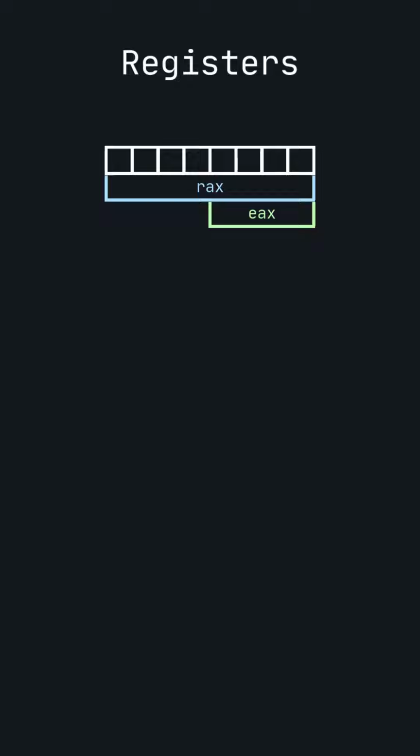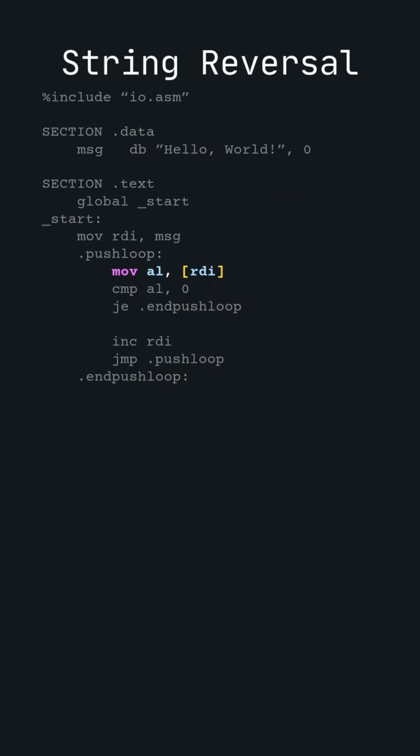The bottom 4 bytes are called EAX. The bottom 2 bytes are called AX. AX is split into two sections, the higher byte AH and the lower byte AL. So in our program, we will move the character into the lower byte of RAX by writing AL.